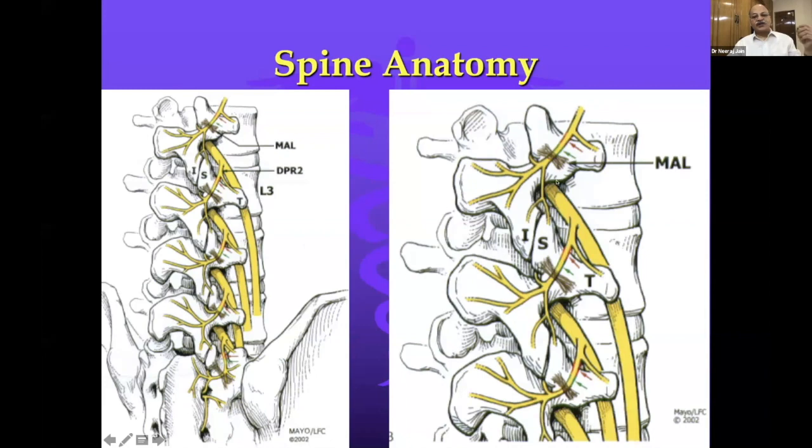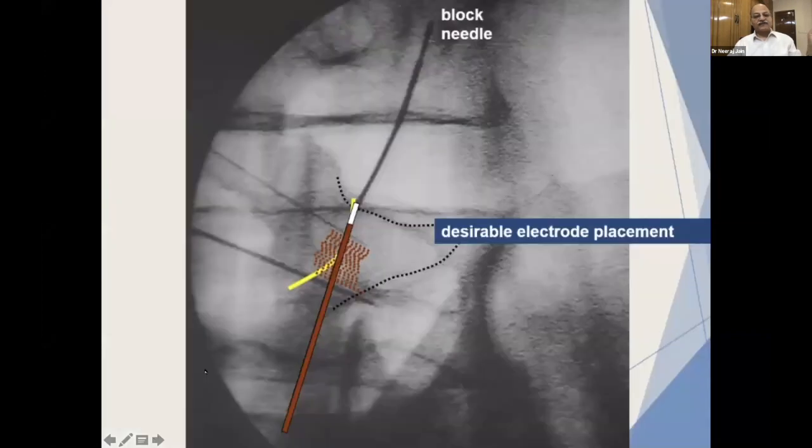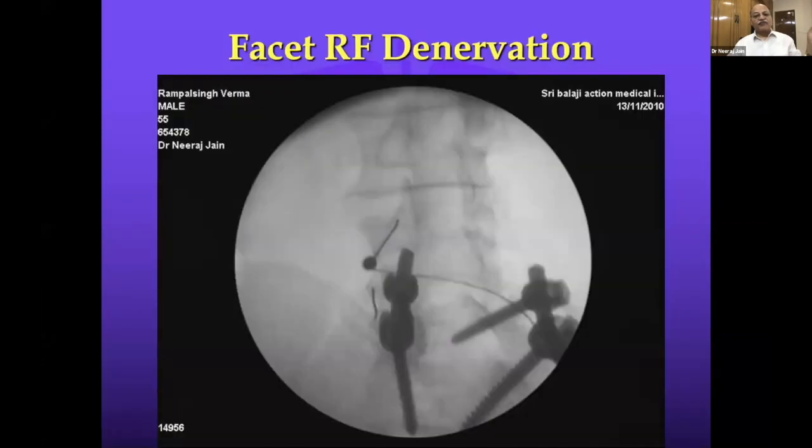Now this is what we are trying to say. The nerve comes under the mamillo-accessory ligament and supplies the joint. One has to understand. And about the L5S1 I mentioned, one from above at the level and one coming from below, two coming from below S1, that needs to be addressed. This is how we are trying to place parallel to the nerve under the ligament and burn the nerve.